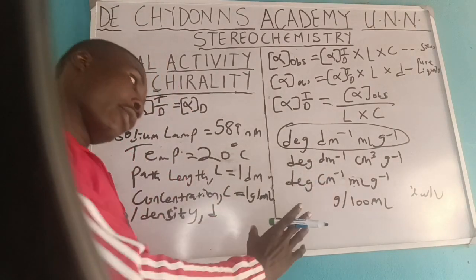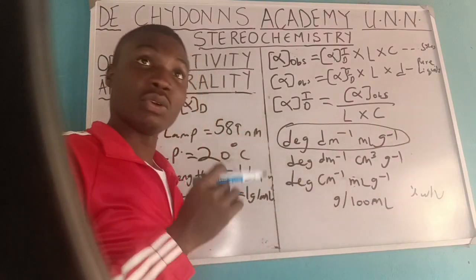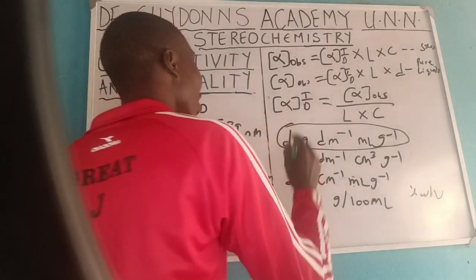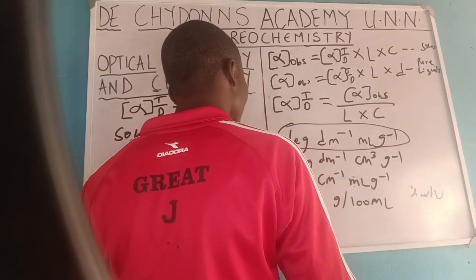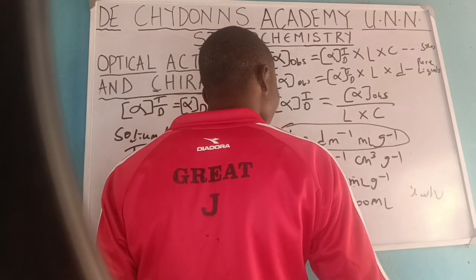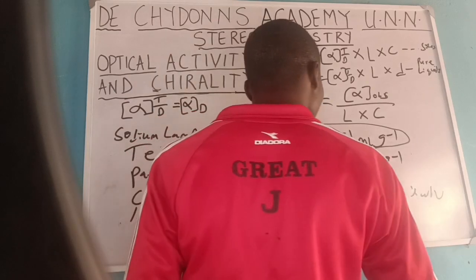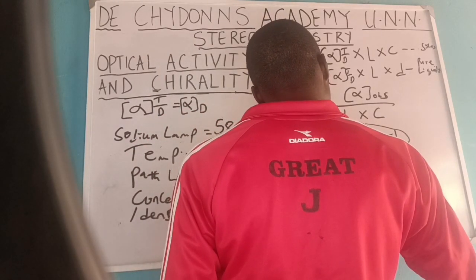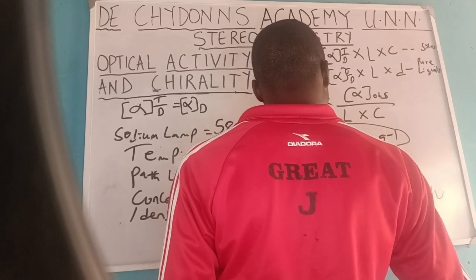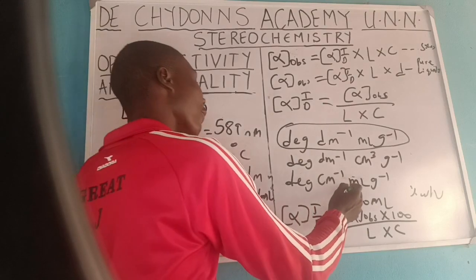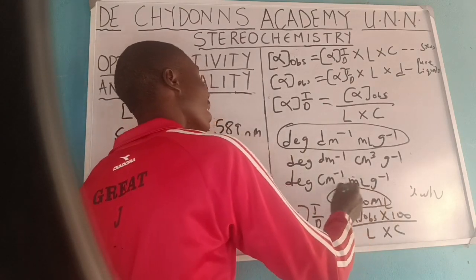And then when you have your concentration in gram per 100 mL, what do you do about your formula? Very simple. What you simply do is multiply the numerator by 100. So specific rotation is now equal to observed rotation times 100 over path length times concentration, and with that you have taken care of the concentration given in gram per mL.